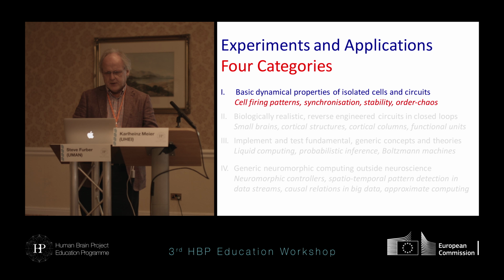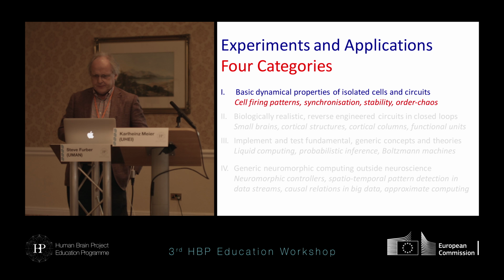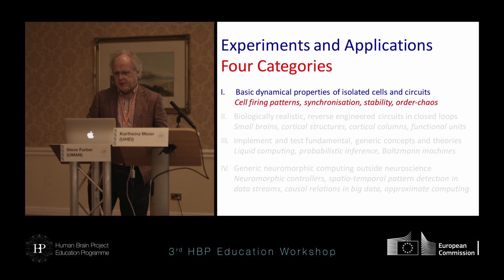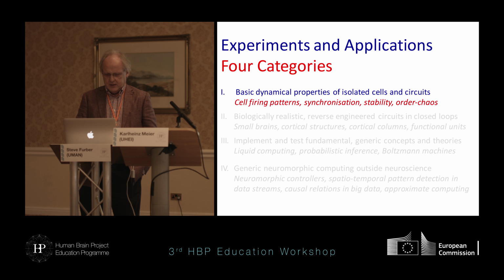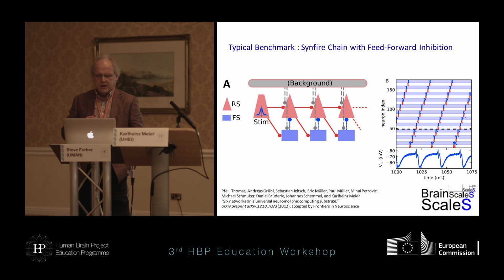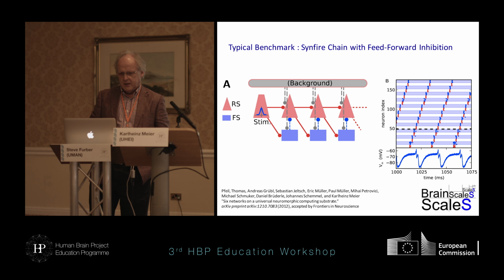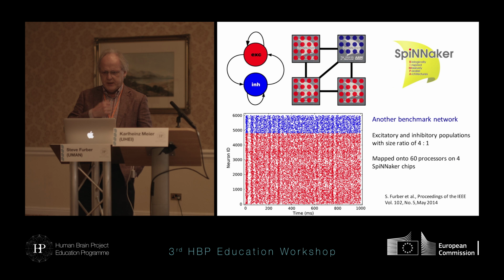So if we look at examples of the first one, what's a typical kind of circuit that people tend to build to get something going? Well, a fairly common circuit would be something like a SynFire chain, where you propagate a synchronous wave around a network of neurons. And this has been done on the analog system. It's also been done on SpiNNaker.